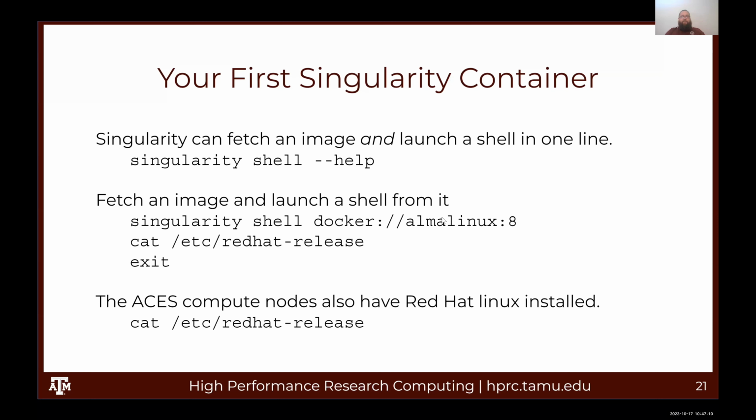And then next, you provide the name of the image in the Docker repository. So this one is named Alma Linux, and then :8. We'll talk more about the bits and pieces of this on a later slide. For now, it's just a simple example. Docker://almalinux:8.